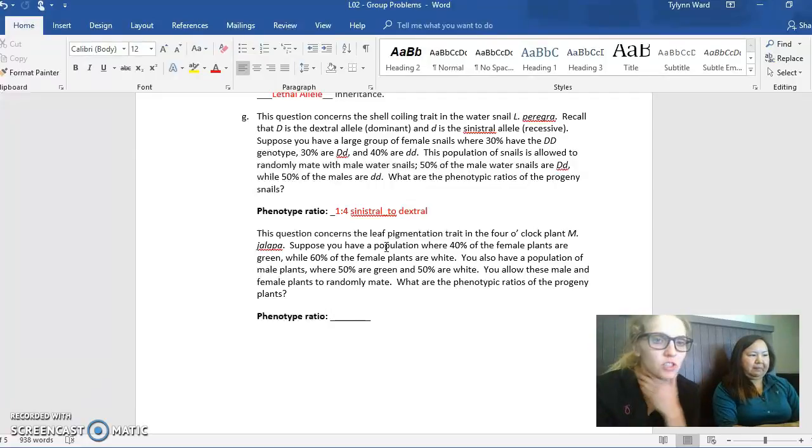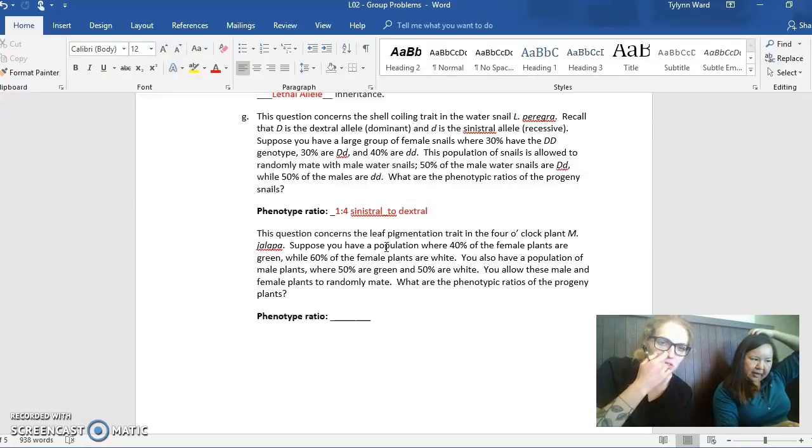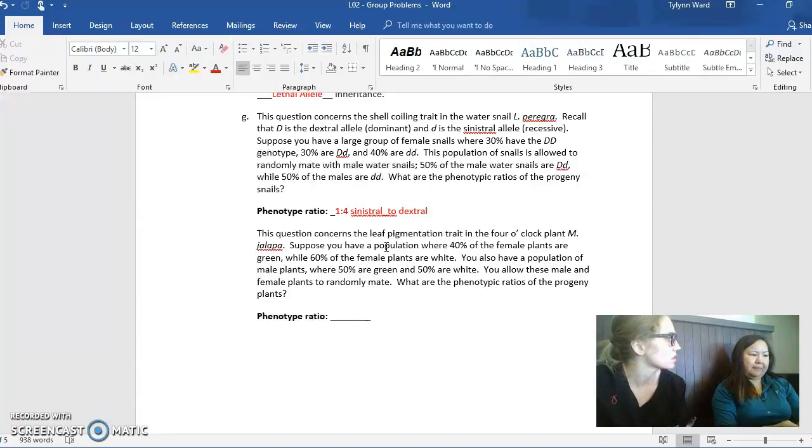But H is hard for me because it doesn't give those. So it says, suppose you have a population where 40% of the female plants were green and 60% of the female plants were white. You also have a population of male plants where 50% are green and 50% are white. They randomly meet. What are the phenotypic ratios of the progeny? So, like, you could do a big R, little r. So it's like a 2 to 3 ratio. So it's a 2 to 3 ratio mating with a 1 to 1 ratio. So would you multiply that? I don't know.